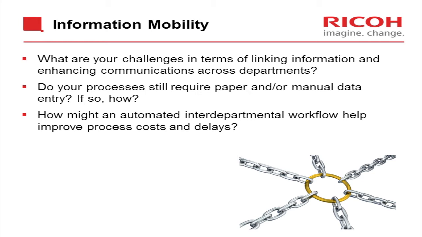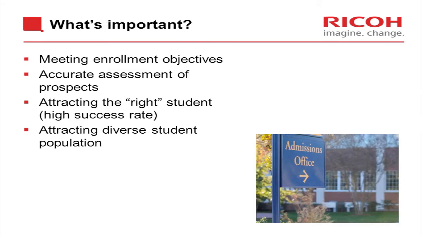And so when we consider what's important, I think what comes to mind for me is meeting enrollment objectives as top priority, because it impacts the revenue that the college or university can receive. But also it's the accurate assessment of those prospects in a timely manner so that we're attracting the right student and getting a high success rate. As well, we'd like to attract a diverse student population.